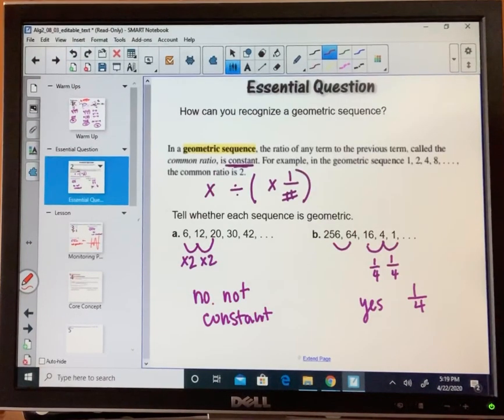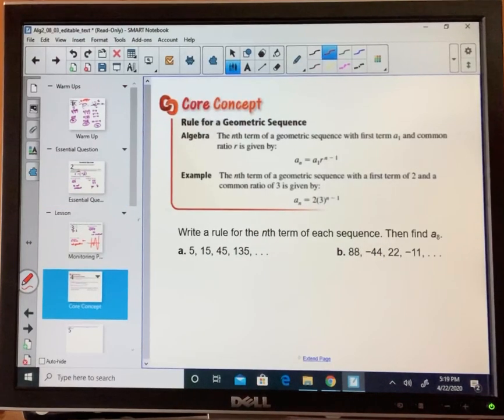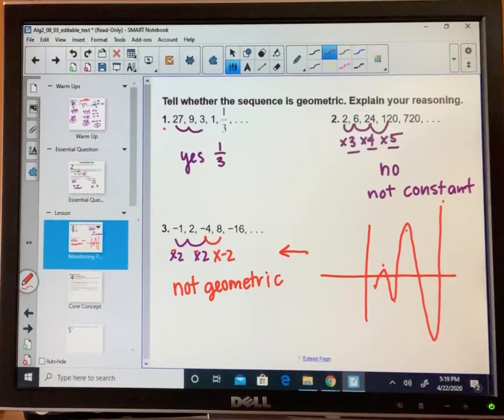So up here, when we say the ratio of any term to the previous term is called the common ratio, you are going to want that to be a positive number. So technically that one was not. Oh, this one, number 3, was not geometric. Okay, that was kind of a thing on my part, not yours, if you got that one wrong.